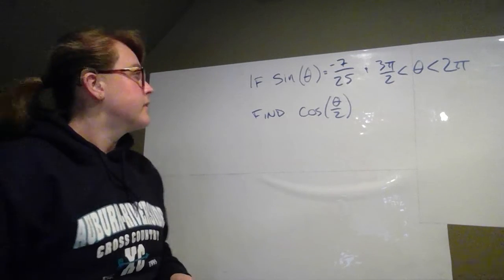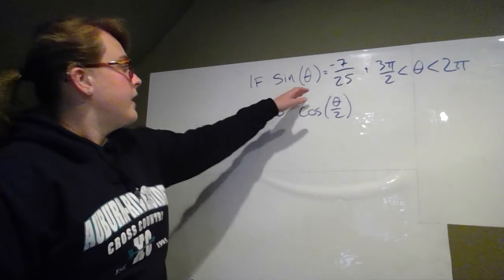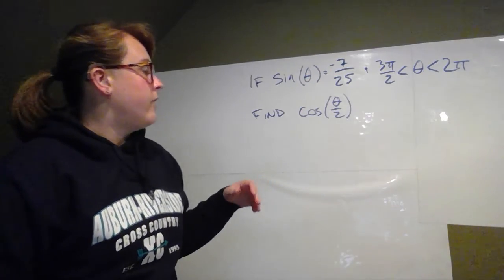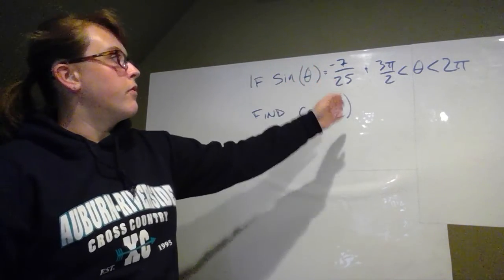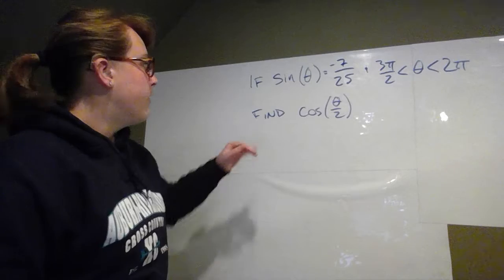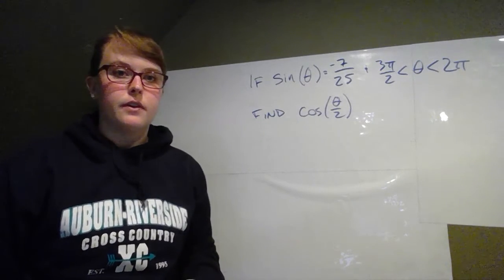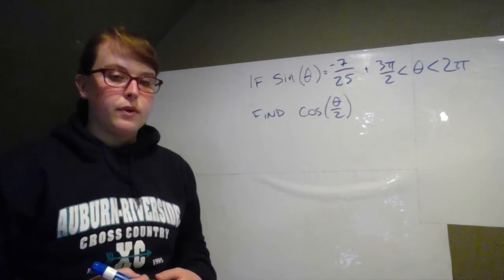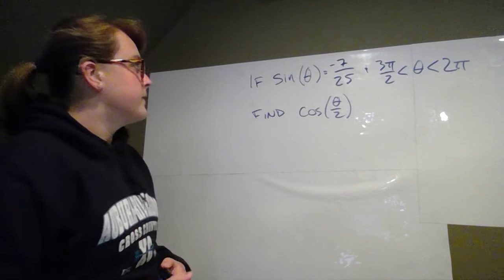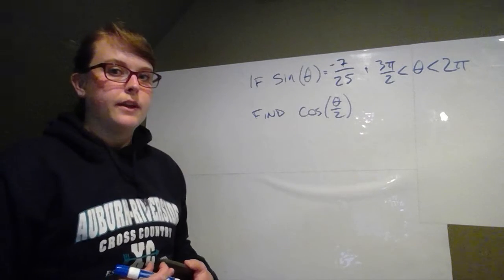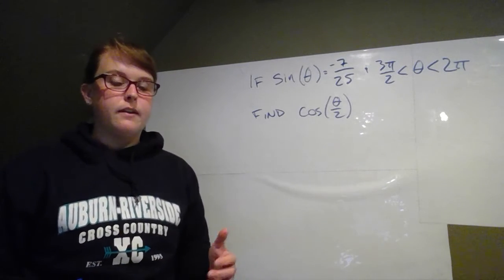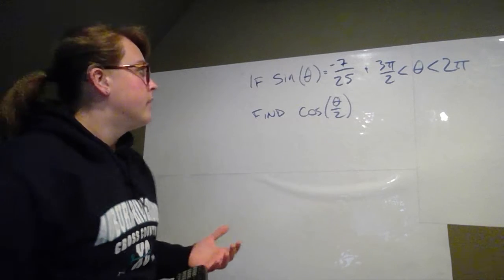So here we go. First we're given if sine theta is -7/25 and theta is between 3 pi over 2 and 2 pi, find cosine of theta over 2. Okay, so for this one, the first thing we want to do is draw the triangle in the appropriate quadrant so that I can figure out what cosine of theta is.